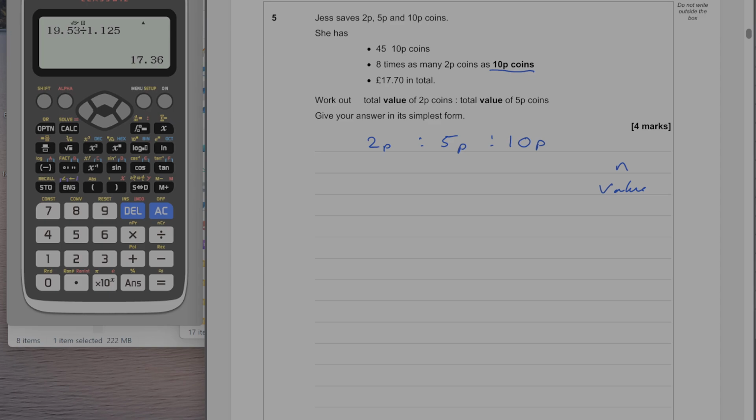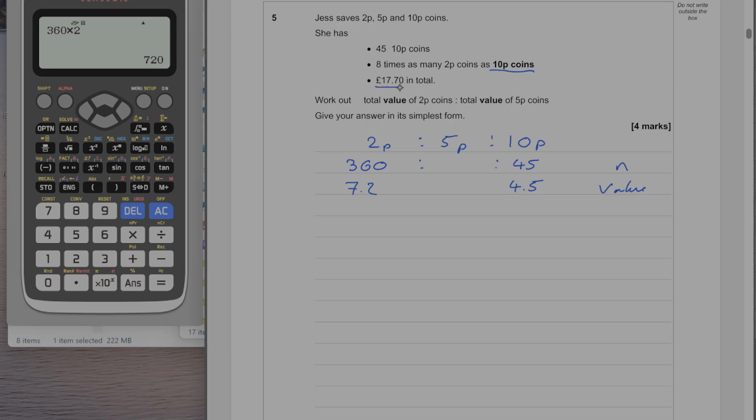So we've got 45 10p coins. We're told that there are 8 times as many 2p coins as 10p coins, so we need to times that by 8. So 45 times by 8 gives us 360 2p coins. So I'm going to go to the value now. So we've got £4.50. We've got 7.2. So 360 times by 2 is 720, which would be £7.20.